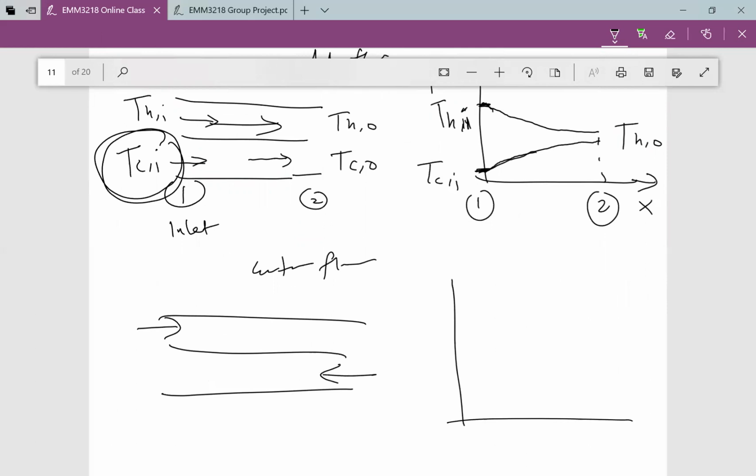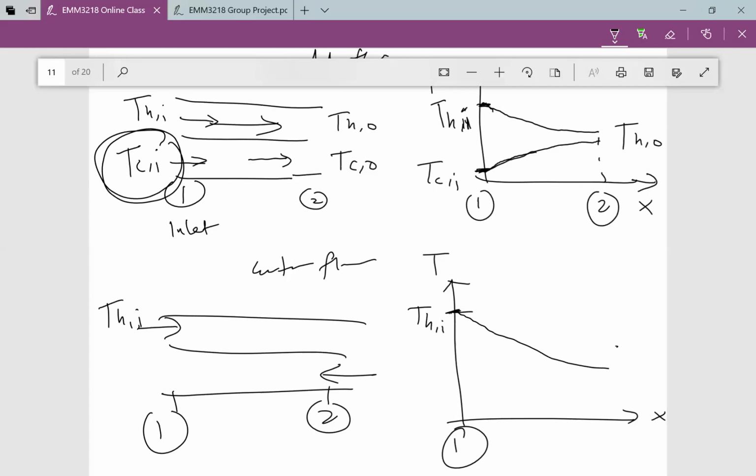So if we draw the temperature, you have temperature hot coming in at inlet 1. So this is 1. So this is T hot inlet. Again, it's going to reduce the heat and become T hot outlet at 2. So this is T hot outlet, but T cold is going to exchange to get the heat from that T hot. So this is T cold inlet.